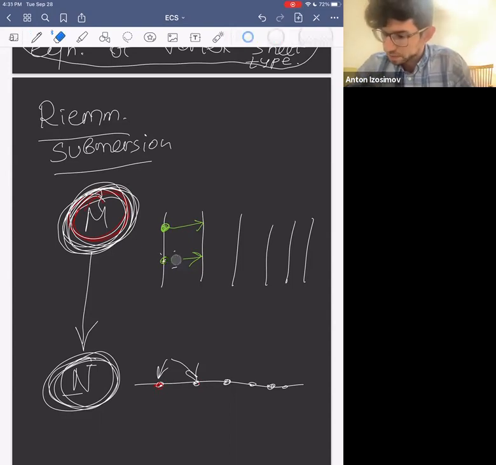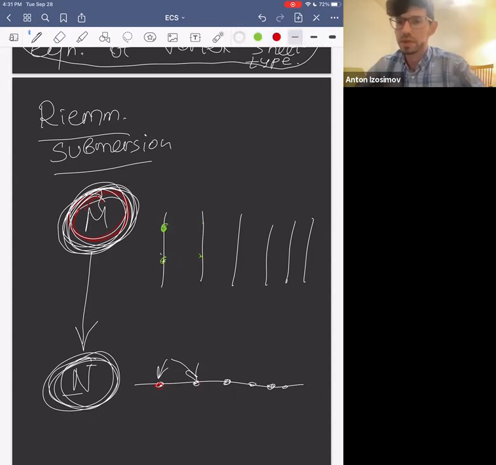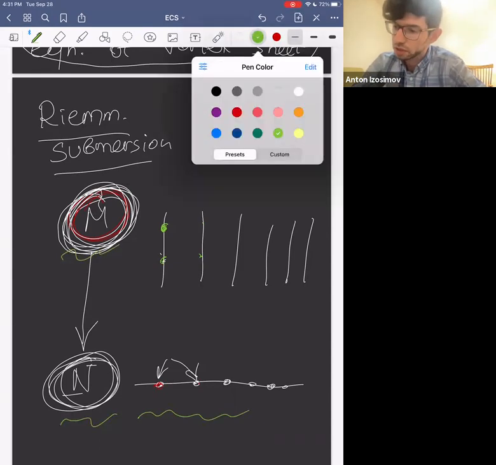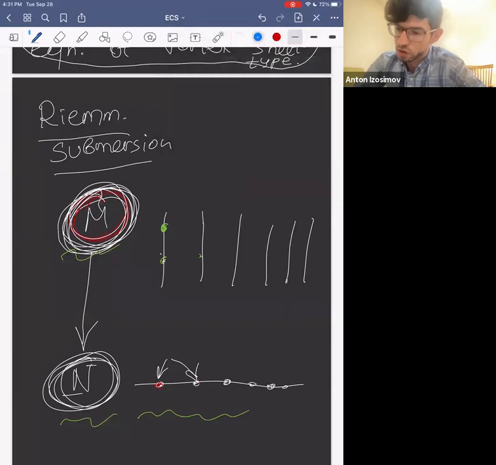So that's one property of submersions. And another property is that there is a certain identification between geodesics in this space and in this space. It's not valid for arbitrary geodesics. If you just take any geodesic in M, then you cannot really relate it to a geodesic here, but you should consider what's called horizontal geodesics. These are basically geodesics that are perpendicular to fibers.